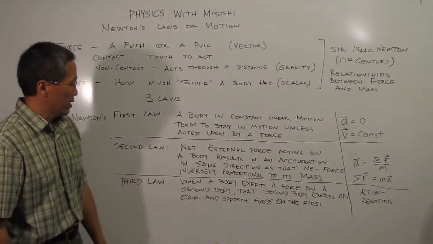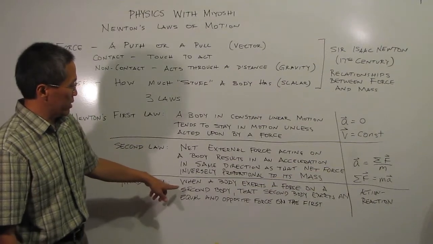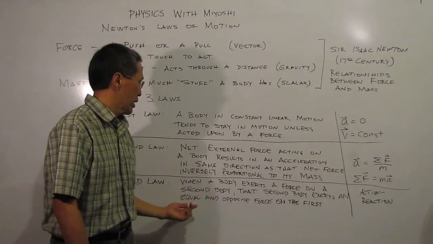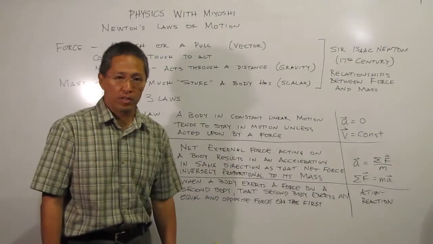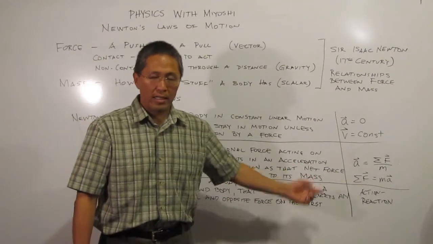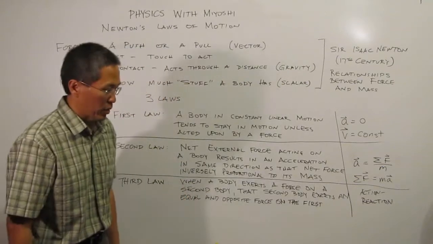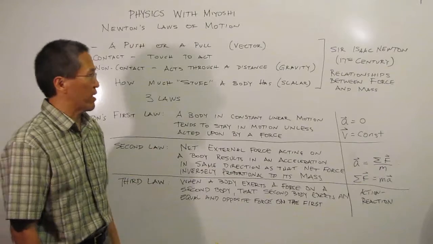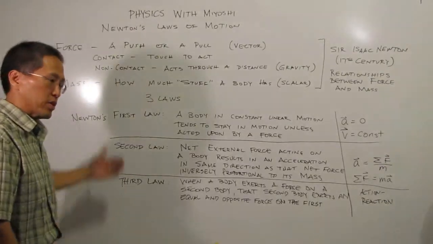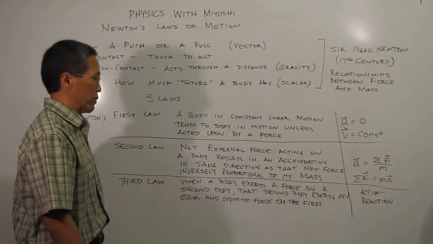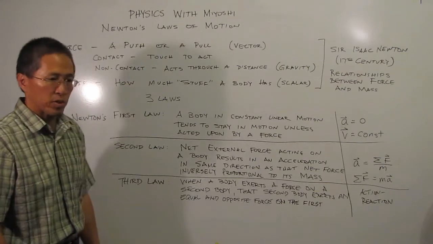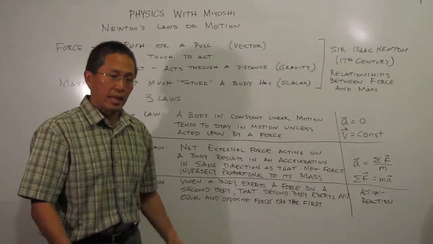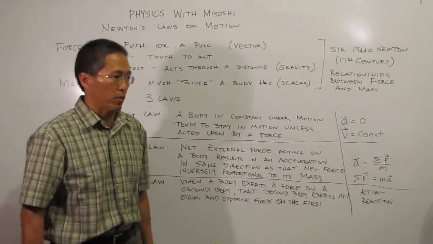Okay, and the third law. The third law is when a body exerts a force on a second body, that second body exerts an equal and opposite force on the first. That one's often expressed as our action-reaction law. In other words, if I'm pushing on that big semi, it's also pushing back on me. If I push on this wall, it pushes back on me with the exact same force that I push on it. If I pull on something, I get that same force pulled back on me or pushed back on me.